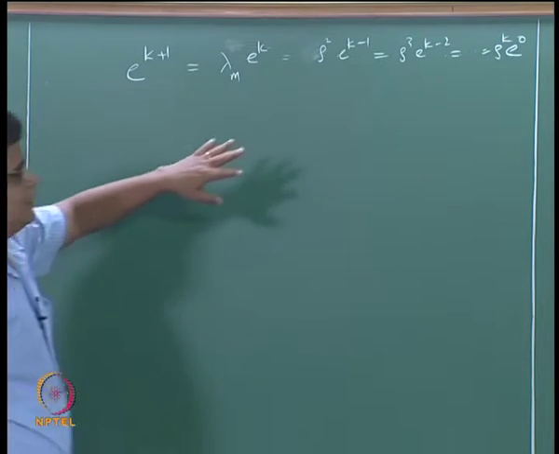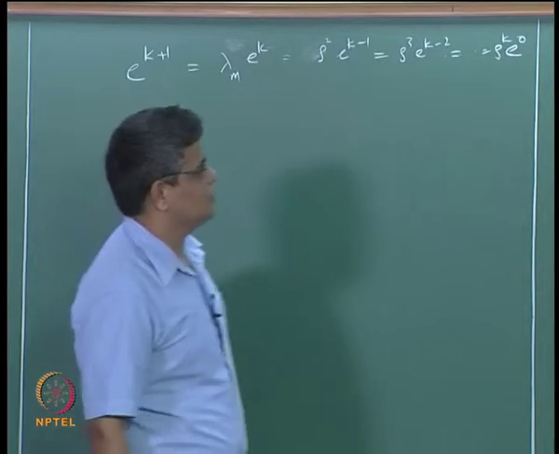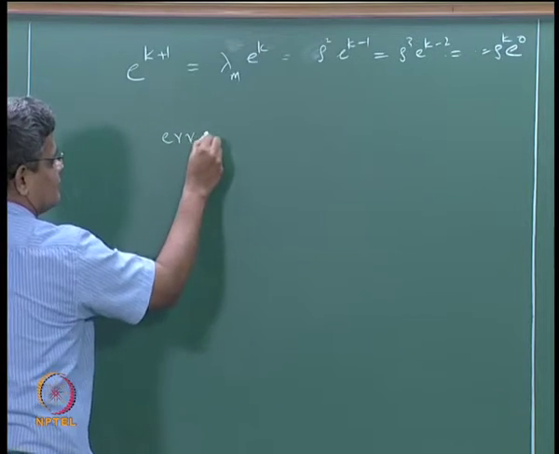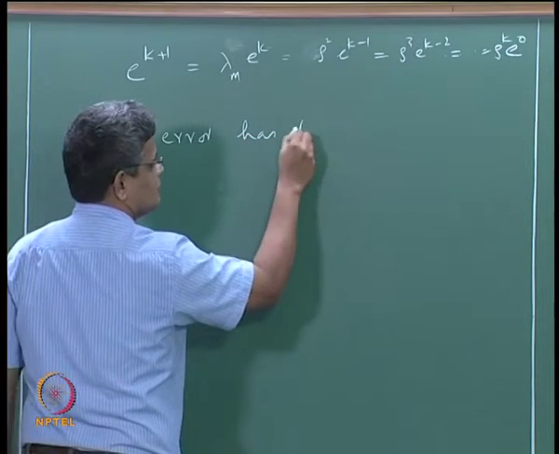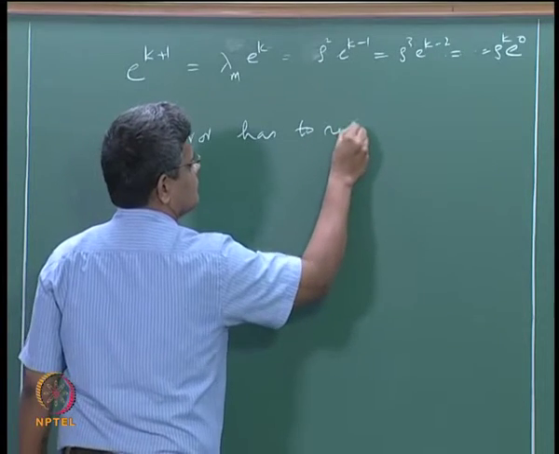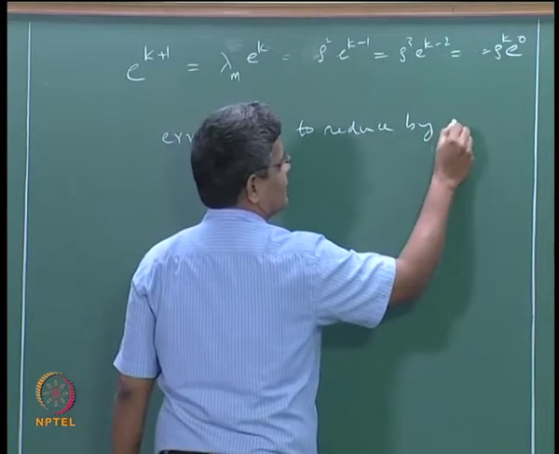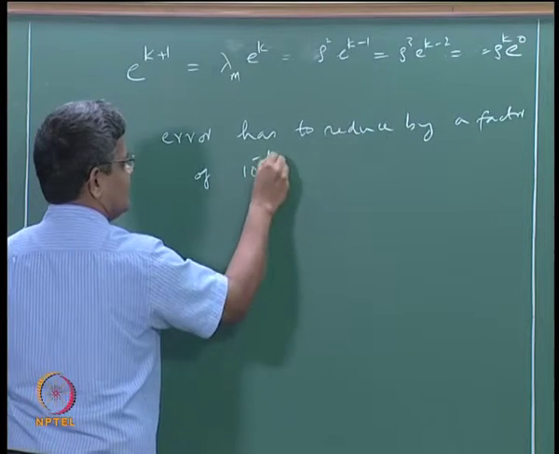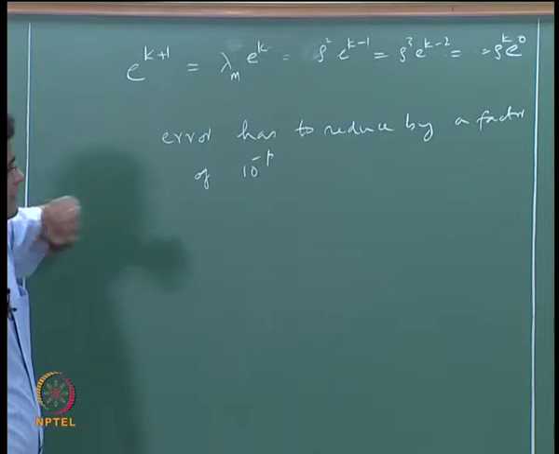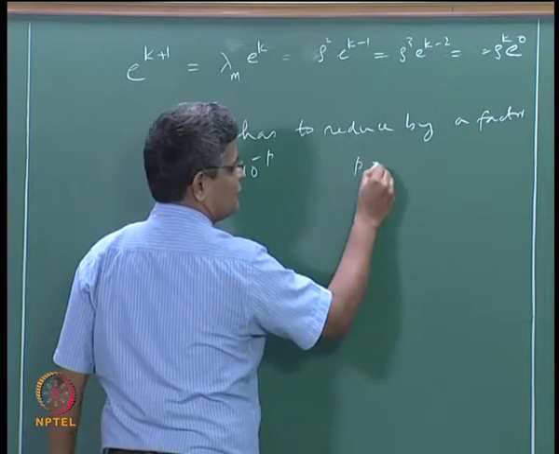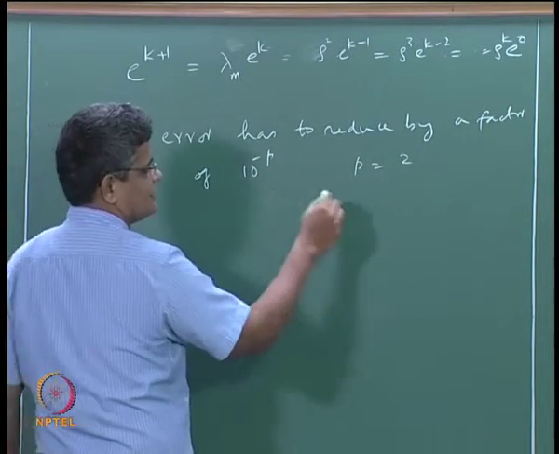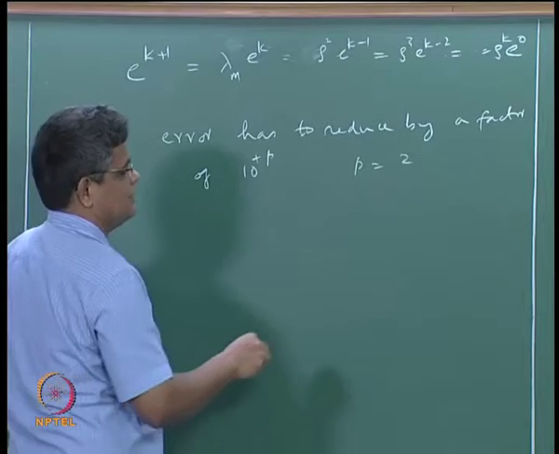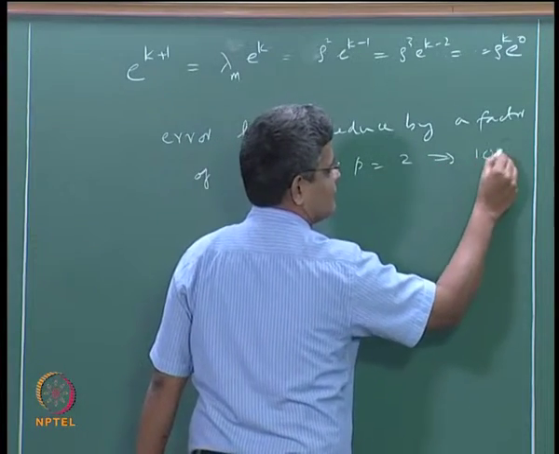So the initial error that we had at the beginning is multiplied by rho to the power k. So if you say that the error has to reduce by a factor of 10 to the power p, for example, if p is equal to 2, then that means that the error reduces by a factor of 10 to the power plus p. So that means that it reduces by a factor of 100.